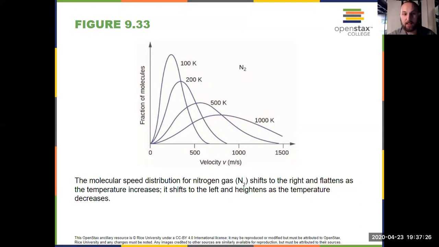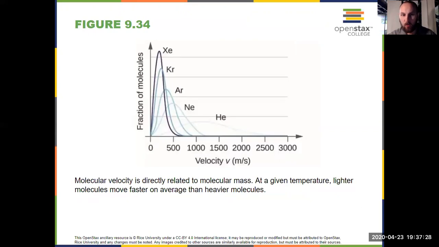We see that by increasing the temperature or by decreasing the molar mass. Both of those are important. Know those ideas: increase the temperature or decrease the molar mass. Both of those will increase the average speed and increase the distribution.